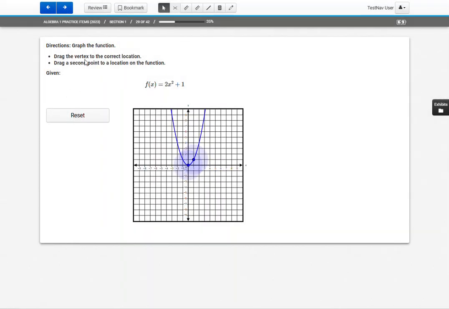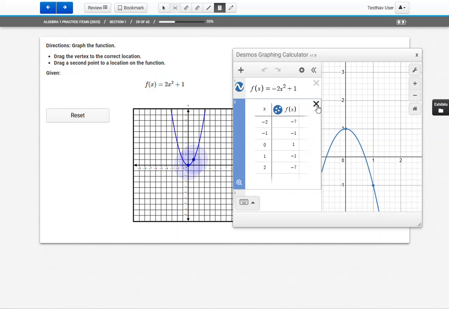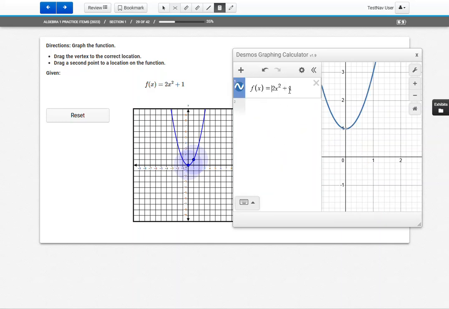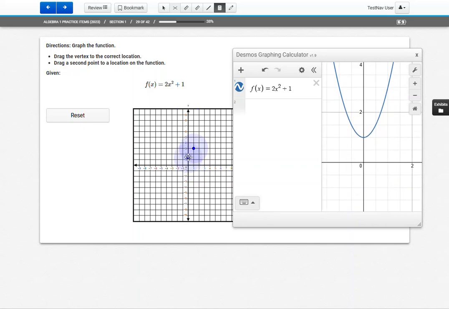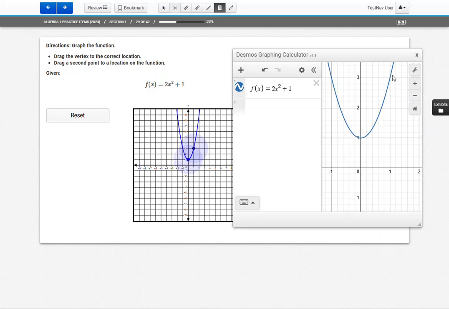Drag the vertex to the current location. All right. Well, let me see what the function looks like. Oh, it's almost the same one. Right here. So I need to take the vertex and move it up a little bit to 1. And then the other point, it just wants me to put a point. So I'll put 3 and 1 right there. Okay.